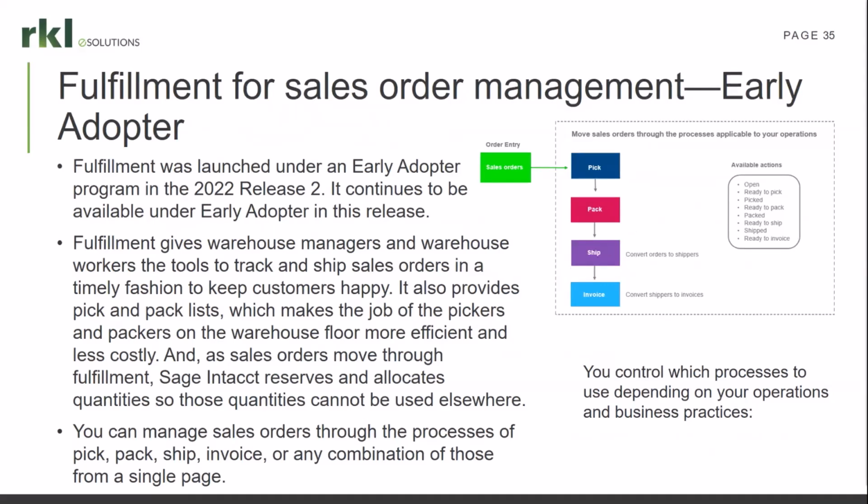And as sales orders move through fulfillment, Sage Intacct reserves and allocates quantities so the quantities cannot be used elsewhere, which all of us who like to order products say thank you very much, because when we order something and then we find out we don't have it, it is very frustrating. You can manage sales orders through the processes of pick, pack, ship, and invoice, or in any combination of those from a single page, okay? You control which processes to use depending on your operations and business practices.